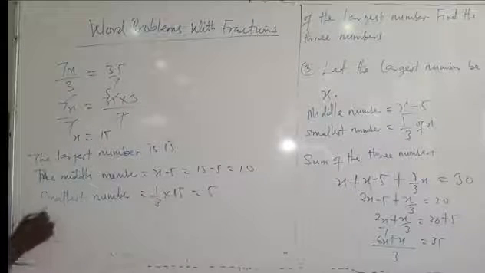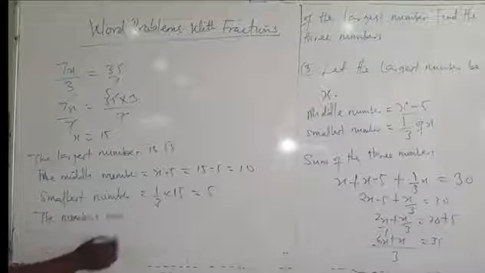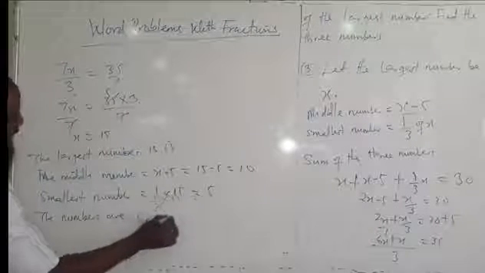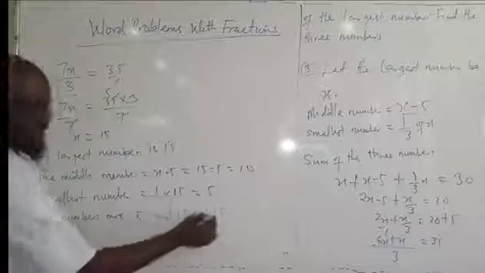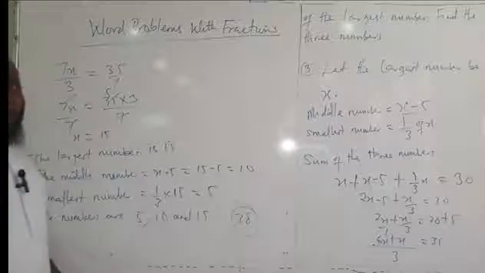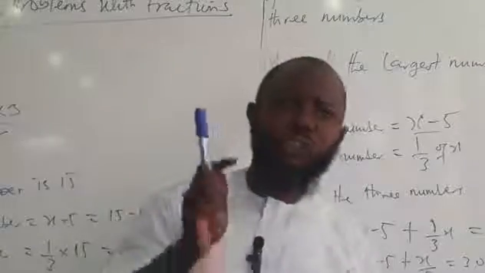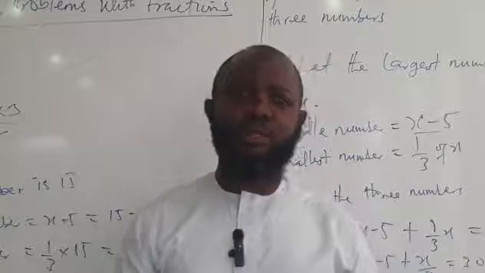So the numbers are the first one 5, 10, and 15. If you add the three of them together, you still get 30 to confirm your answer. You can see one problem is so simple. It's so simple if you put your mind in that this thing is very simple.